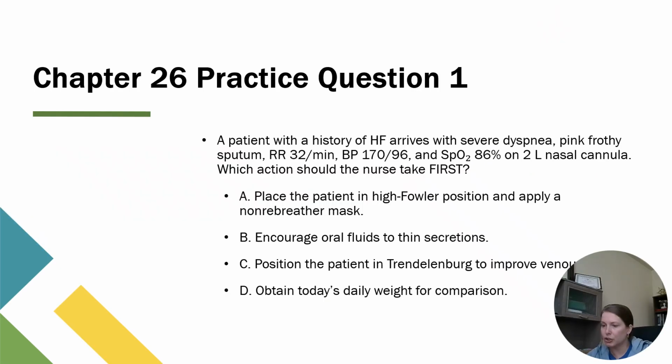Alrighty, our practice questions here. A patient with history of heart failure arrives with severe dyspnea, pink frothy sputum. So that right there is telling me we're in a bad situation. I'm going to call for extra help. Respirations are 32 a minute, BP 170/96, SpO2 is at 86% on 2 liters. What action should the nurse take first? Place your patient in a high Fowler's position and apply a non-rebreather mask.